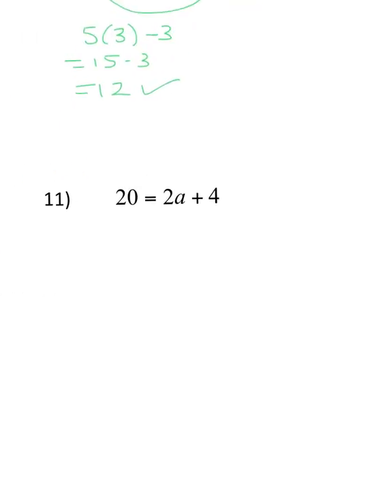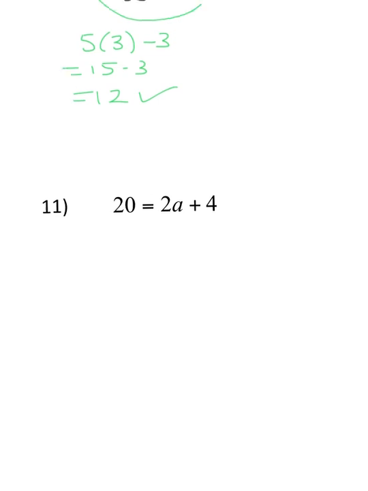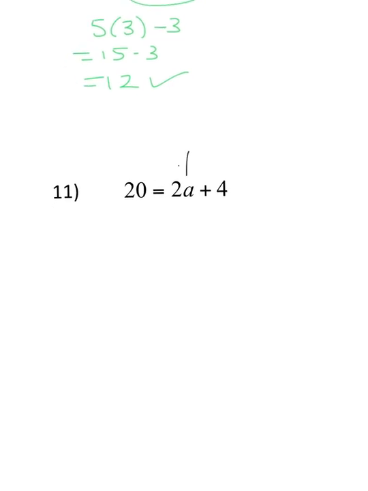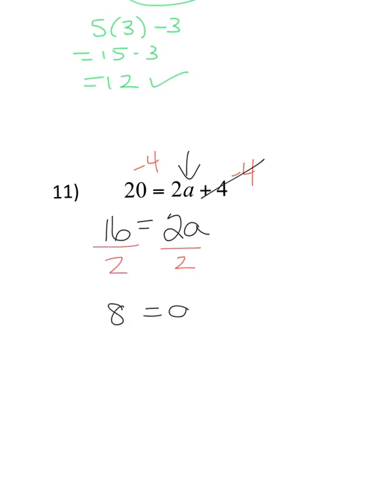Okay. Question number 11. So now you can see the variable is on the right-hand side here. Okay, but it doesn't mean we're going to do anything different. We're going to subtract 4 on the right, and I'll subtract 4 on the left. So I'll be left with 16 on the left and a 2a on the right, because those guys are going to cancel off. Now I'll divide both sides by 2, just like I would before, and I get 8 equals a, because the 2's will divide out.